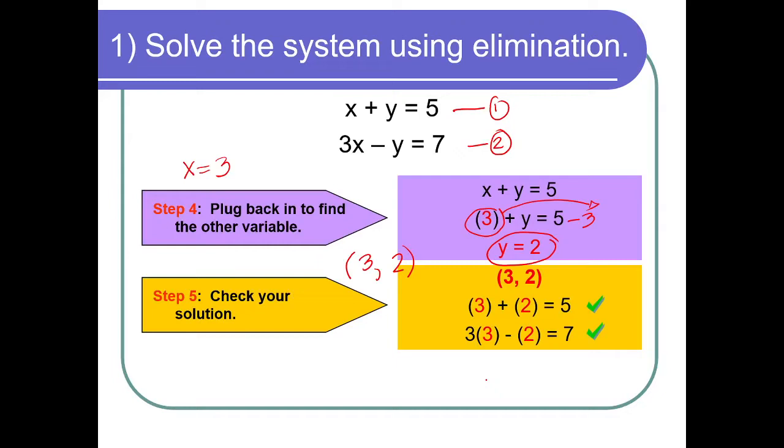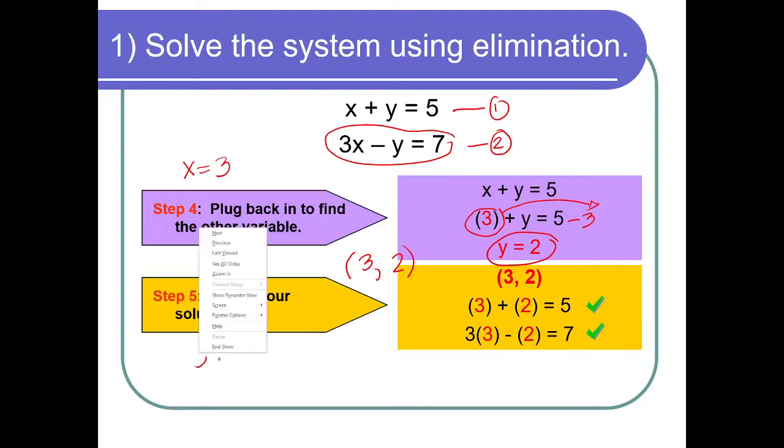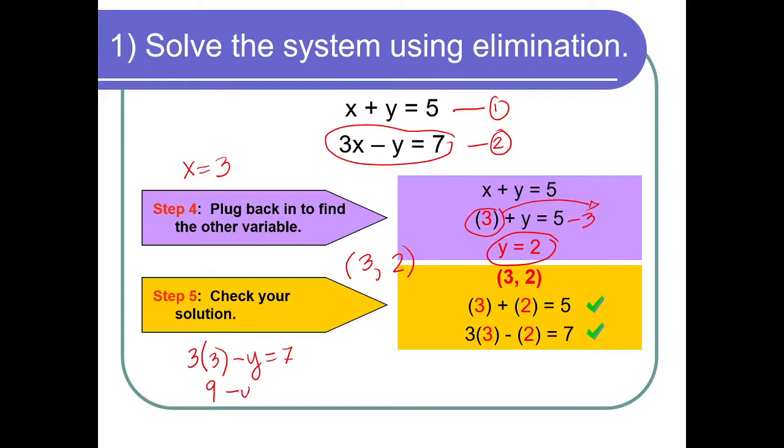So why? It's totally the same. So I'm going to show you. I'm going to use the second equation. Okay, that's good. So meaning I'm going to have 3 times 3 minus y equals 7. So 3 times 3, that's 9, minus y equals 7.